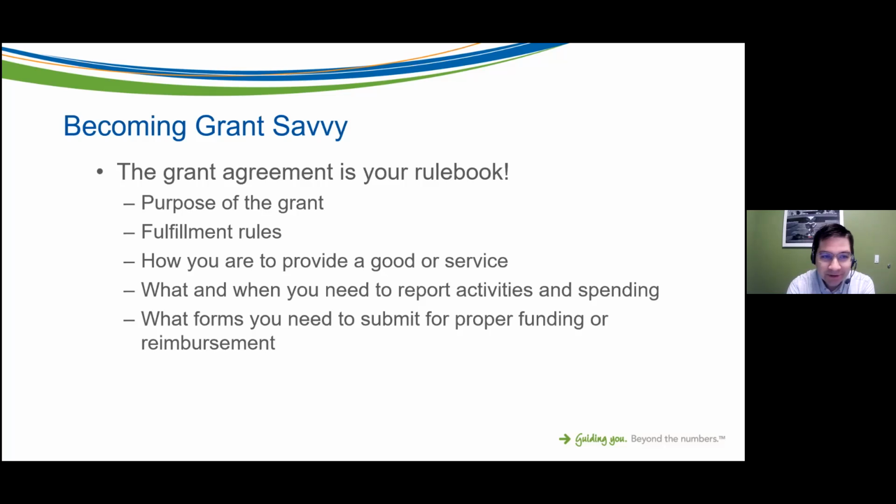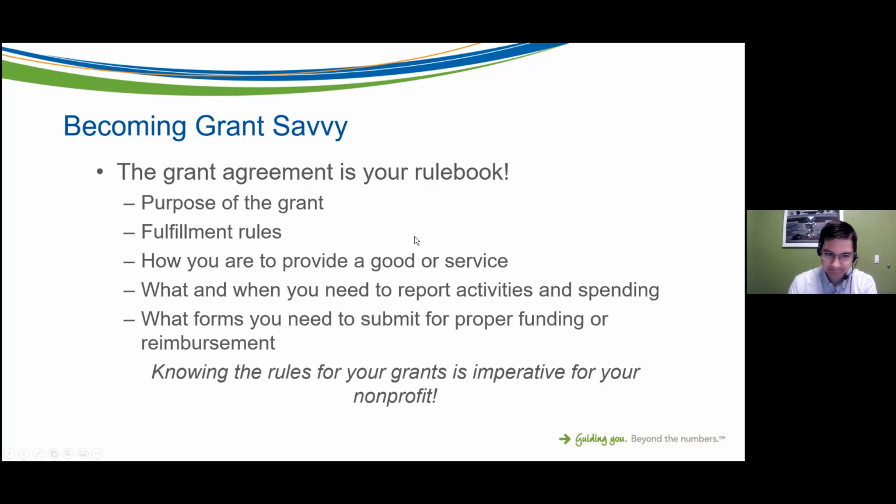Read. You can't know your grant agreements too well. You should just know them inside and out. Knowing the rules for your grants is imperative for your nonprofit. Read.